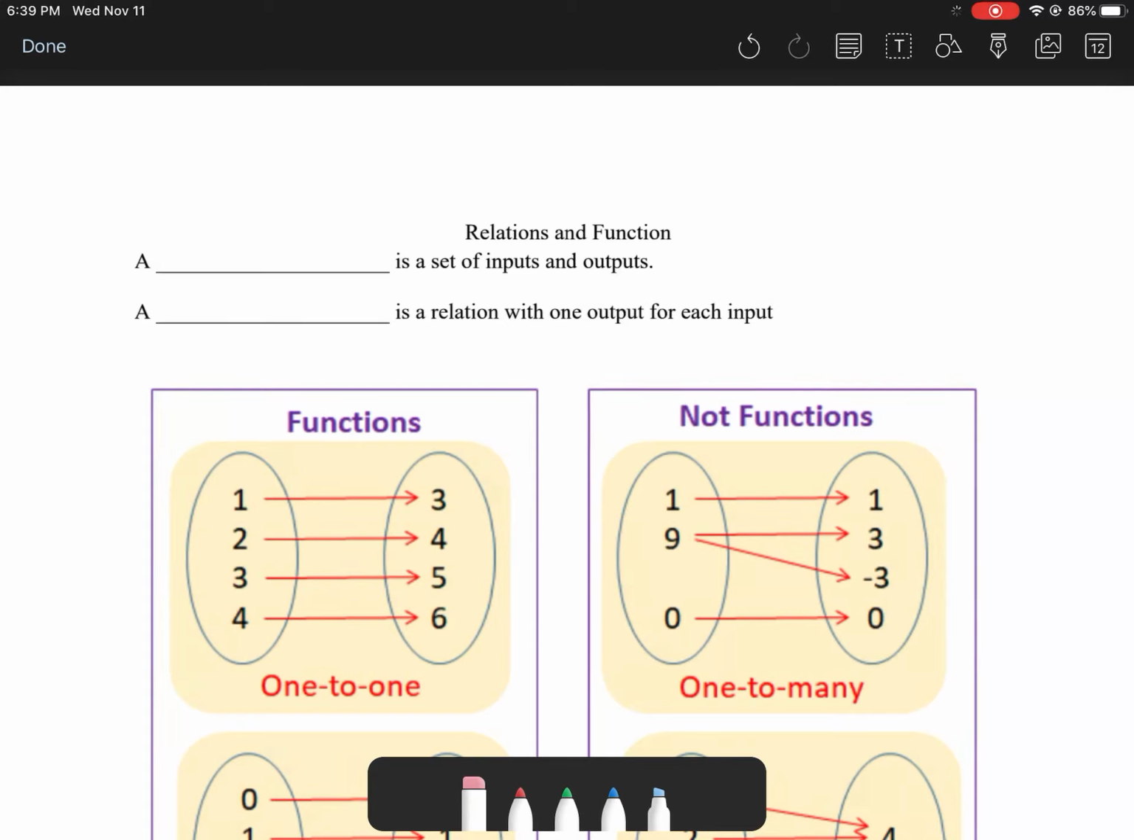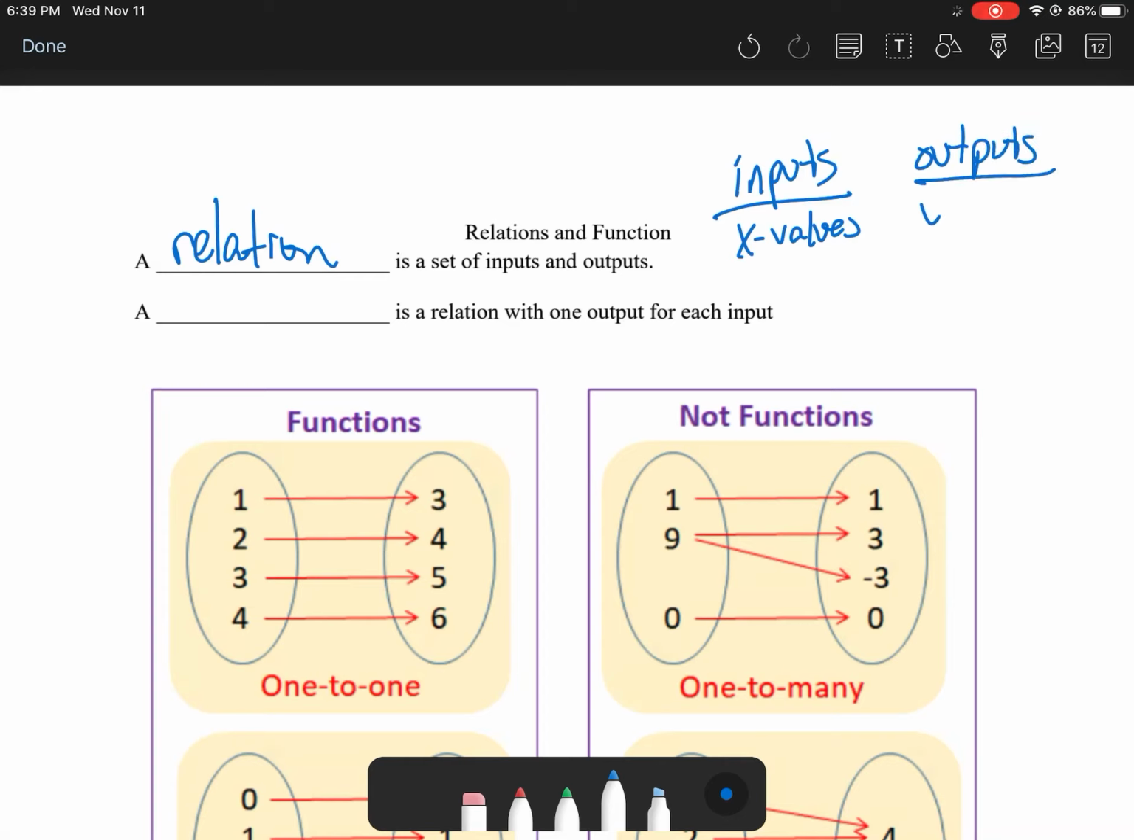Guys, today we're going to talk about relations and functions. A relation is just a set of inputs and outputs. So far in your mathematical career, your inputs have been known as your x values, and your outputs are your y values.